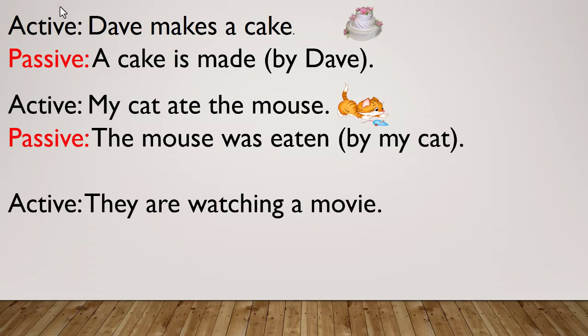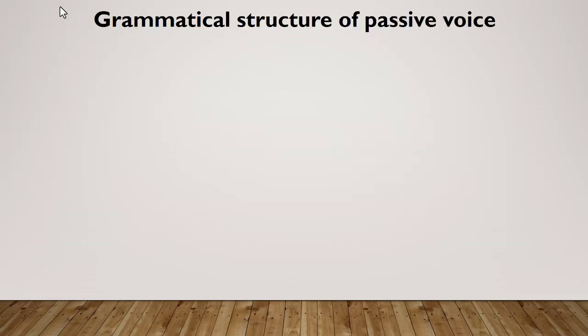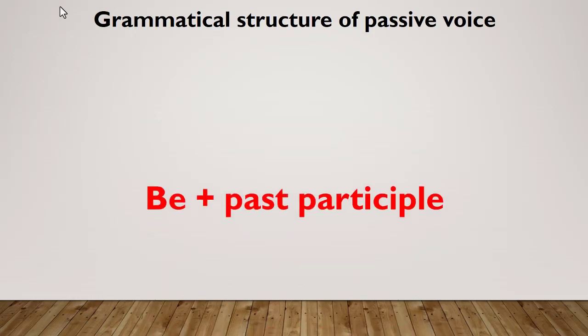Active: they are watching a movie. Passive: a movie is being watched by them. So here are the three examples of passive. When we form the passive, we need be plus past participle.